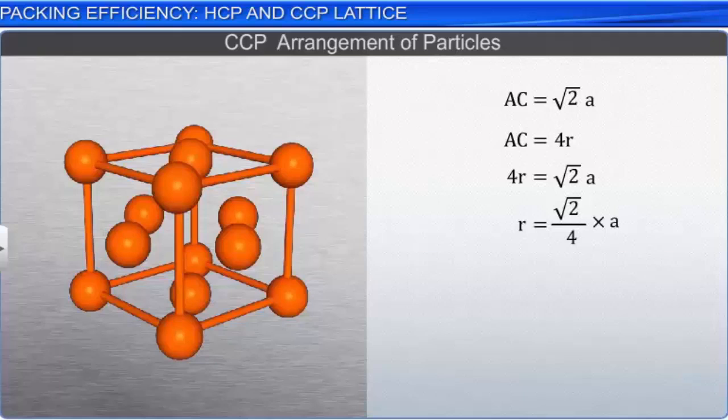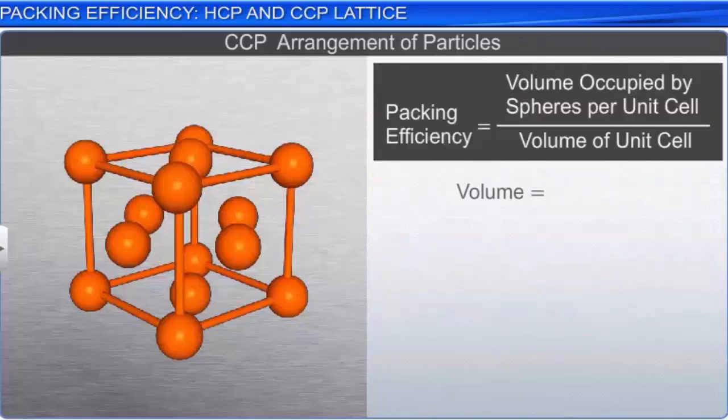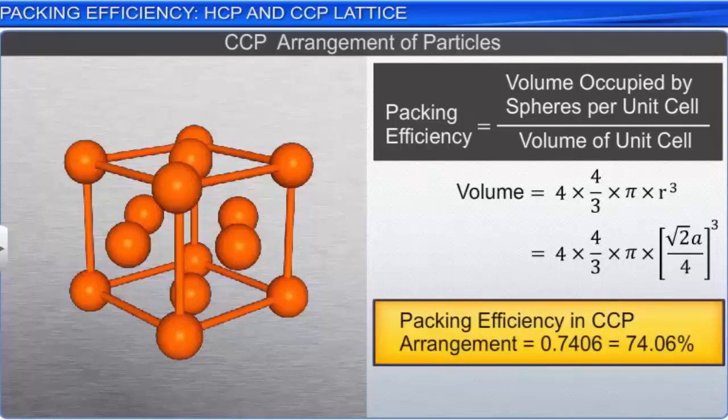Packing efficiency is the ratio of the volume occupied by the spheres per unit cell to the volume of a unit cell. The volume occupied by 4 spheres is given by 4 multiplied by 4 upon 3 multiplied by pi multiplied by r cube. This expression in terms of edge length A is 4 multiplied by 4 upon 3 multiplied by pi multiplied by root 2A upon 4 whole cube. Hence, the packing efficiency in CCP arrangement is 0.7406, which is equal to 74.06%.